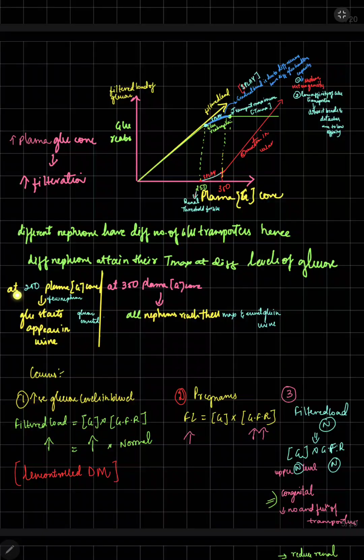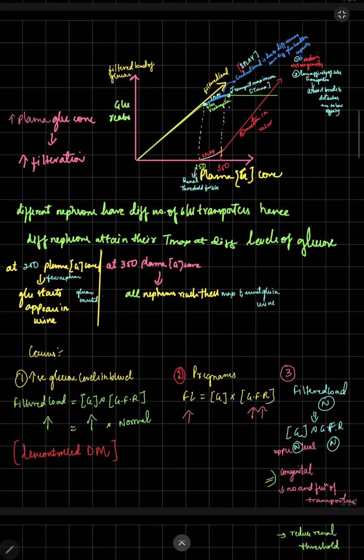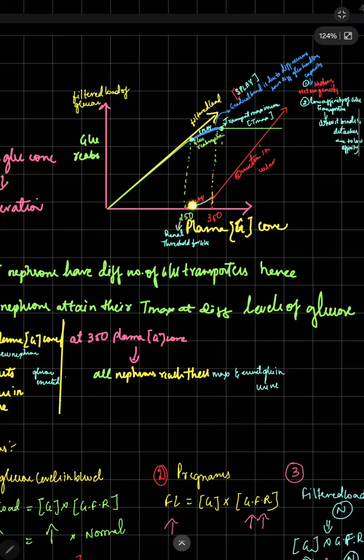And again, revision: at 250 plasma glucose concentration, a few nephrons can no longer reabsorb glucose, so glucose starts appearing in urine, which is known as the renal threshold for glucose. At 350 plasma glucose concentration, all nephrons reach their maximum capability, and the excess glucose is excreted in urine. So this is known as transport maximum. And there can be 3 causes for this. Okay, before this we can discuss this graph, right?